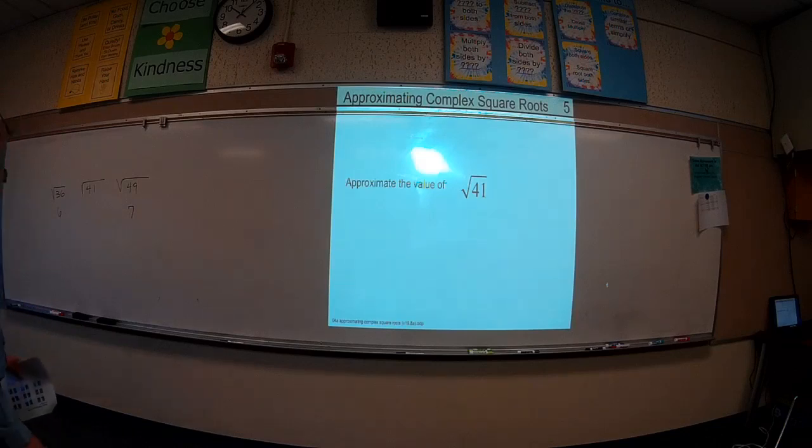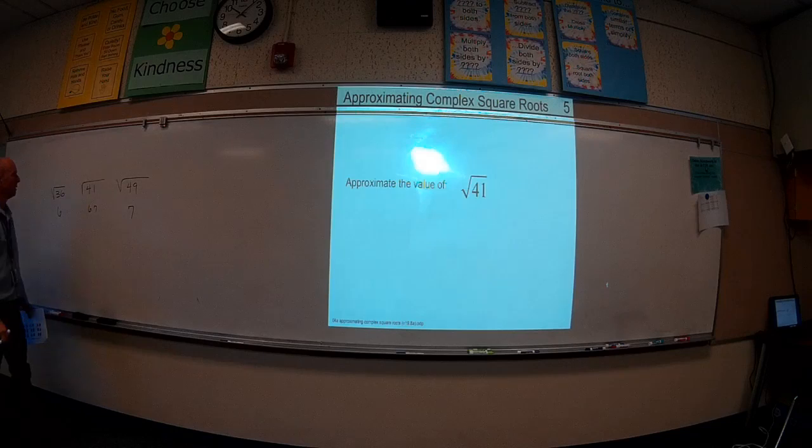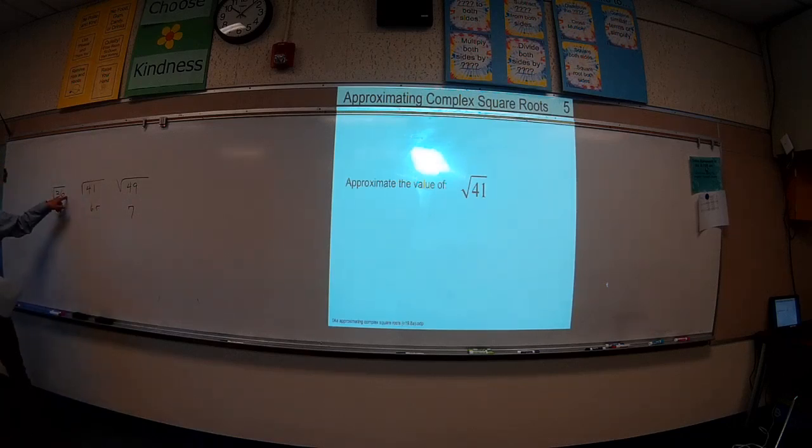What do you think? What do you think, Michael? 6.7. He's going 6.7. What would you go with, Dakota? 6.4. I think I would go in the low end of this. Either right in the middle, 6.5, or push it a little bit lower. It's a little bit closer to the 36 than the 49. But would I ever go with 6.1 on this? No. 6.9? No.